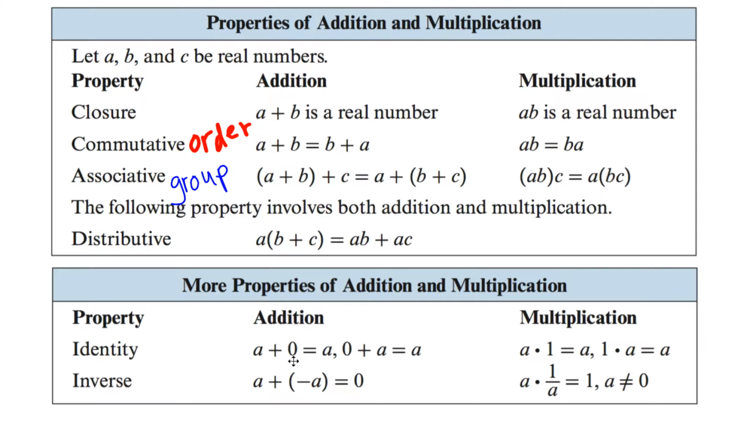So we said 0 is the additive identity, so we want to end up with that when we find our inverse. So what do we add to A to end up with the additive identity of 0? And it's the opposite of A. And then for multiplication, we want to end up with a multiplicative identity, which is 1. So the inverse of A is the reciprocal of A. Okay, and A can't be 0 because we can't divide by 0.